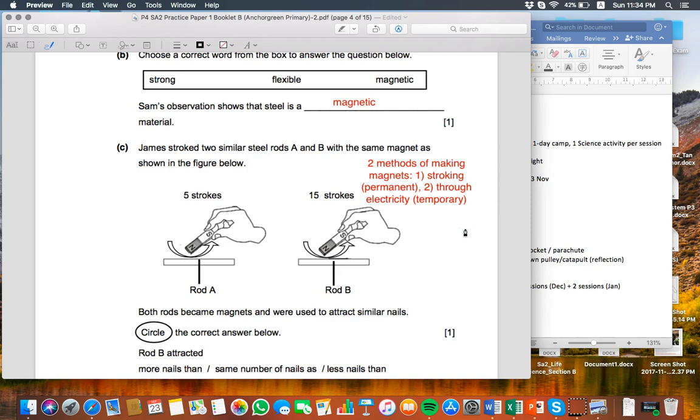Now, what is the relationship between the number of strokes and how strong a magnet? Okay, let me rephrase this. What's the relationship between the number of strokes? Okay, sorry, Mrs Chua's English is not very good.